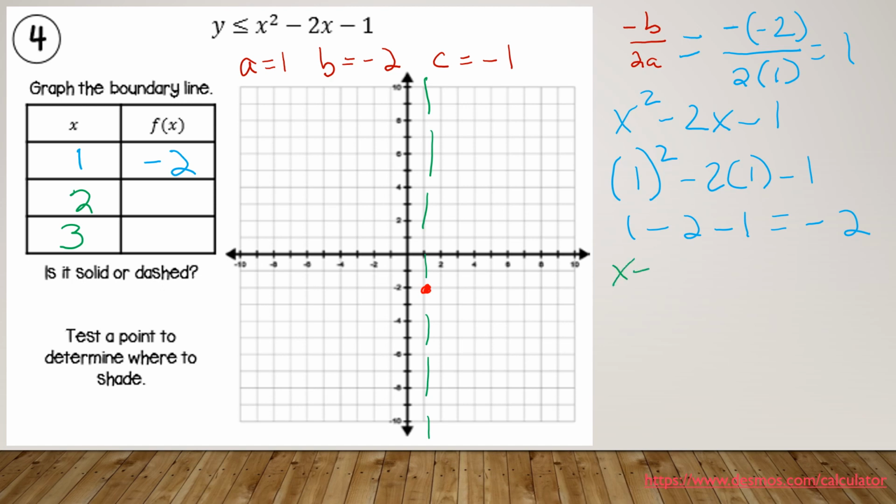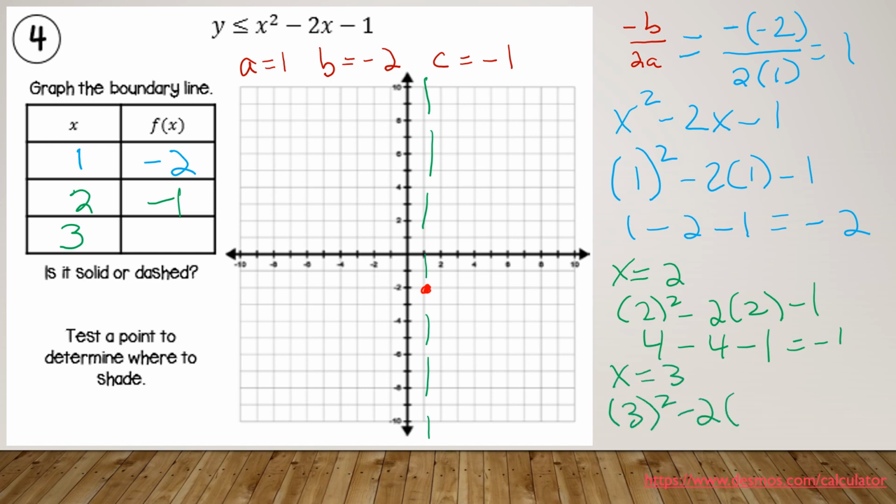So if I say x is equal to 2, then I'm going to have 2 squared minus 2 times 2 minus 1. So that's 4 minus 4 minus 1, which gives us a value of negative 1. And then if I plug in 3, I'm going to get 3 squared minus 2 times 3 minus 1. So that is going to give me 9 minus 6 minus 1, which is equal to 2.